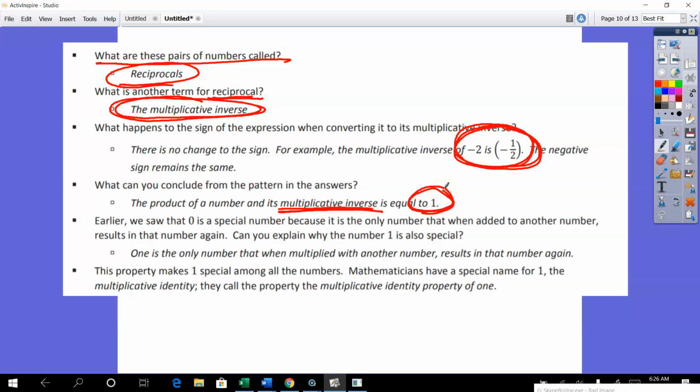Earlier we saw that 0 is a special number because it is the only number that when added to another number results in the number again. Can you explain why the number 1 is also special? Okay, so 1 is that only number that when multiplied with another number, it results in that number again. This property makes 1 special among all the numbers. Mathematicians have a special name for it as well. The multiplicative identity. So additive identity was 0. Multiplicative identity of 1 is for 1 being a special number.